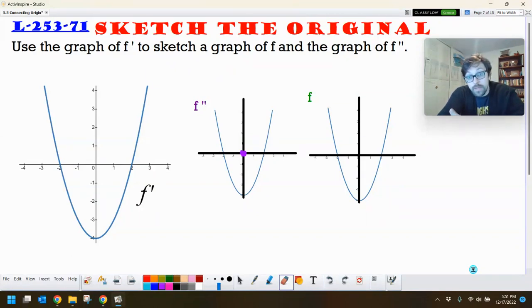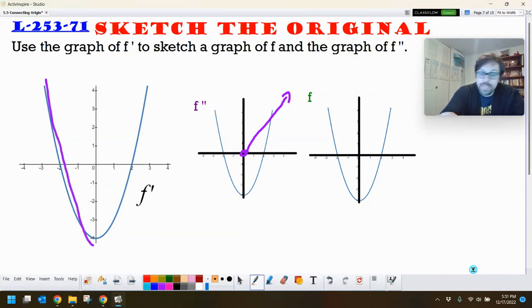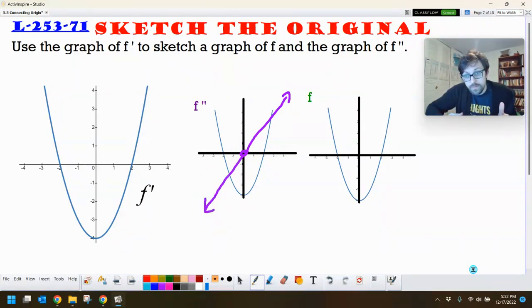After that 0, the first derivative is increasing, so it is getting bigger. So after that point, we should have positive values for my second derivative because the first derivative is increasing. Before that point, this thing is going down. And if that thing is going down, that means the second derivative is negative. Using those bits of information, we can determine what the graph of the original function should look like.